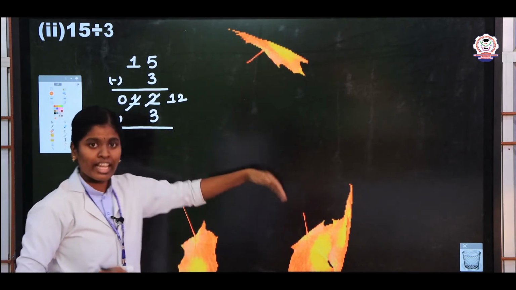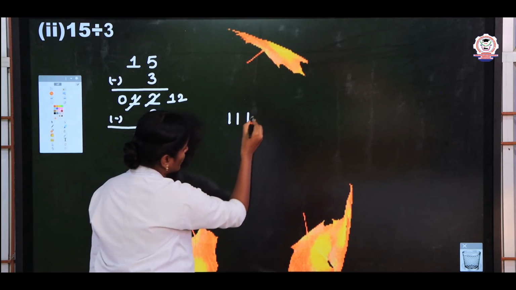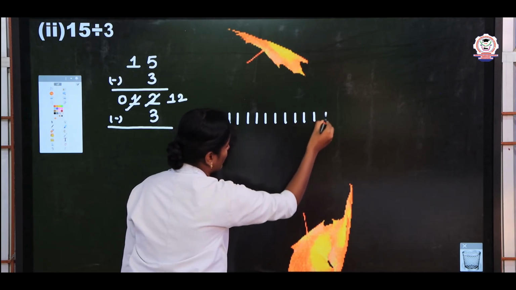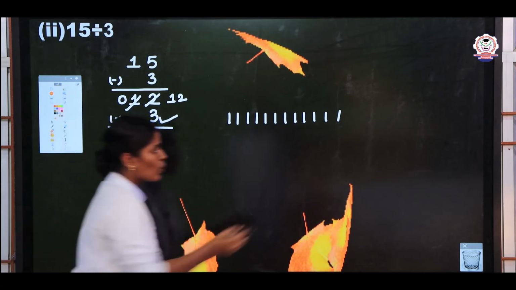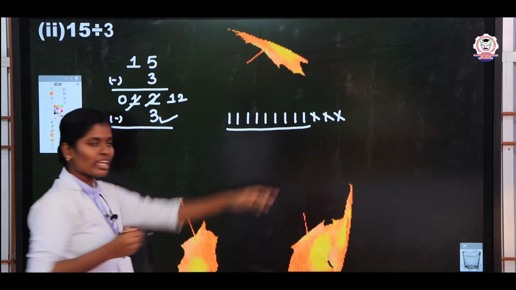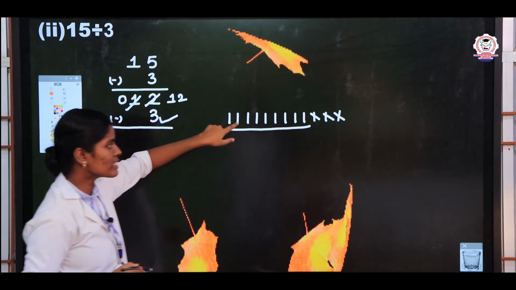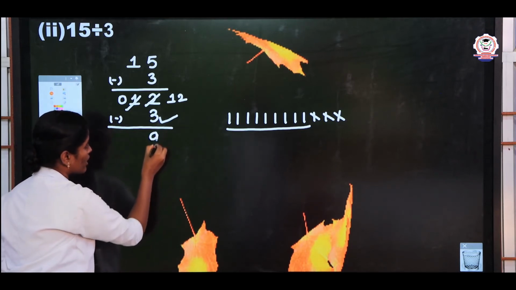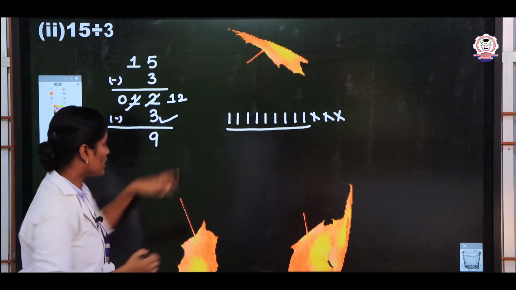Put 12 lines and strike out 3 lines, right? 1, 2, 3, 4, 5, 6, 7, 8, 9, 10, 11, 12 and then strike out 3 lines. 1, 2, 3. Now you should count the remaining lines. We have 1, 2, 3, 4, 5, 6, 7, 8, 9. So the answer is 9. Already here we have 0, so you don't write 0. Then you take 3.